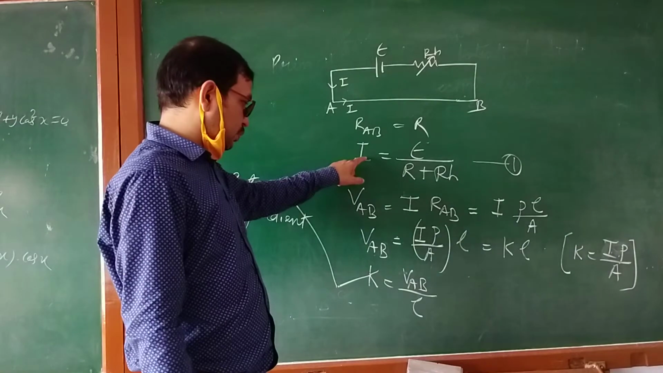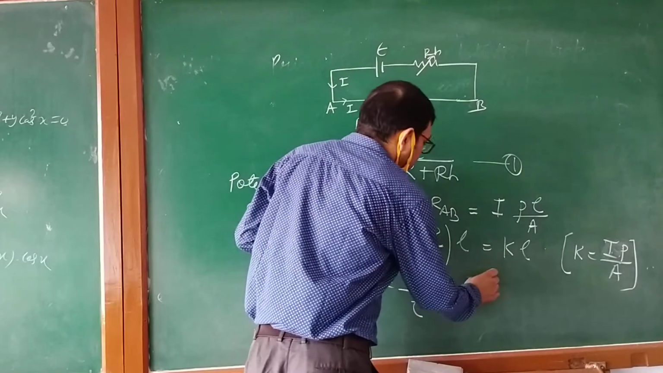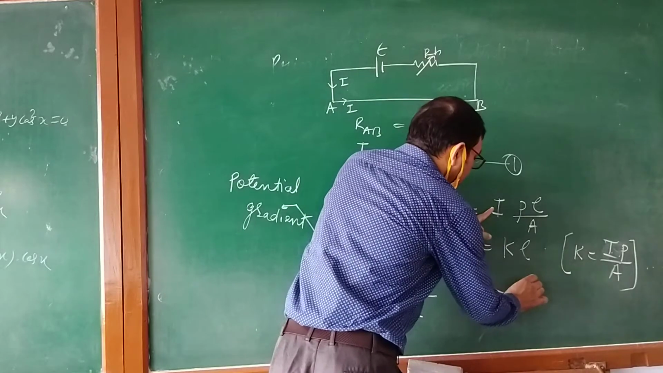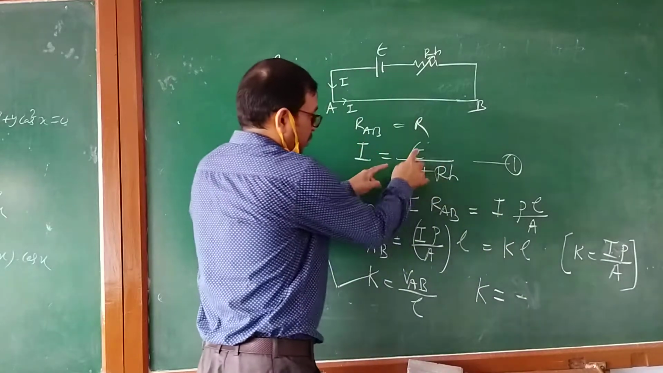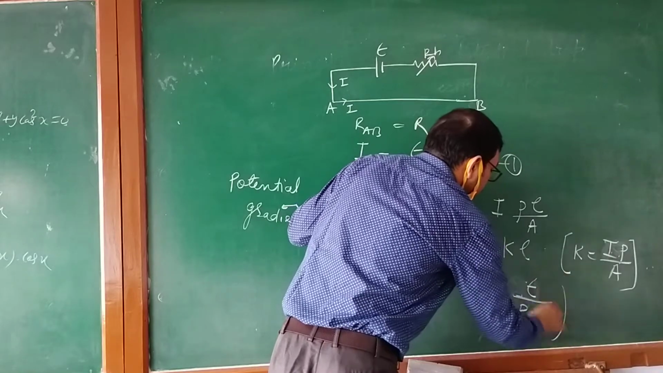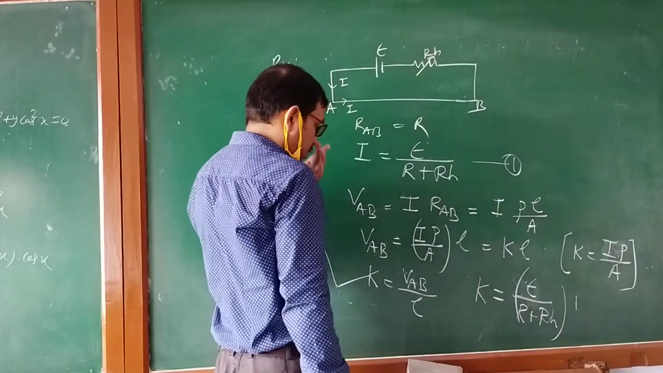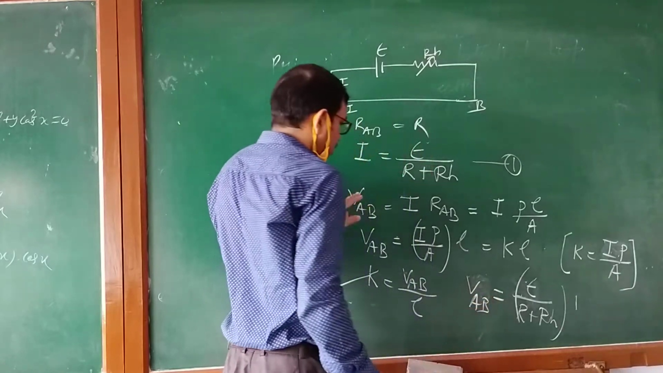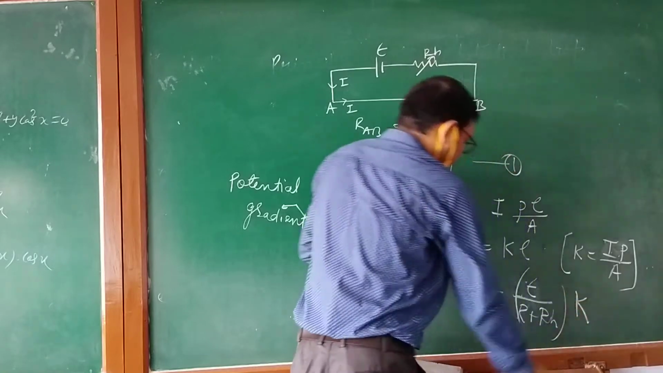In terms of current, you can write another formula: K is equal to... what is VAB? VAB is I rho, and in place of I I am putting E by R plus RH, into K, sorry, rho L by A is K. So VAB, we are using one more formula, VAB is equal to I into K. This is another formula.